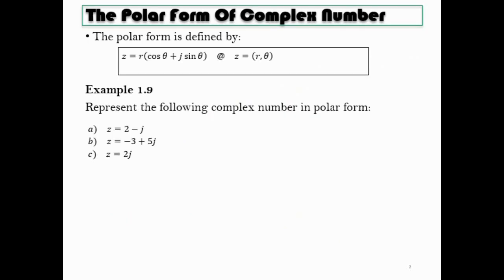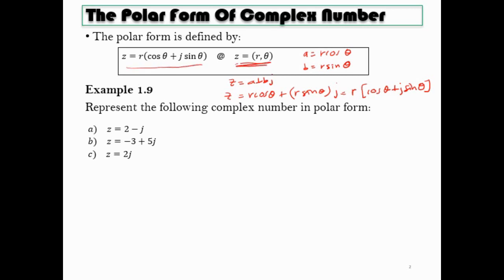Okay, here it will be Z is equals to, since Z is equals to A plus BJ and our A is equals to R cos theta and B is equals to R sin theta, so A must be R cos theta, okay, Z must be plus R sin theta J. So when we factor out R, will be cos theta plus J sin theta. So that's how we get this polar form. We can also write like this. Okay. So let us try to do this example.